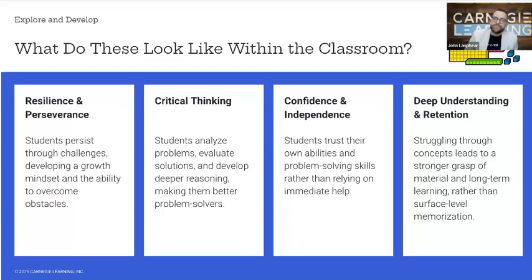Always give proper wait time. We can go ahead and go on to that next one.